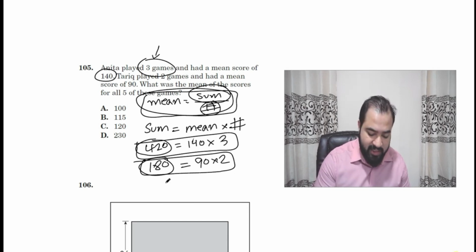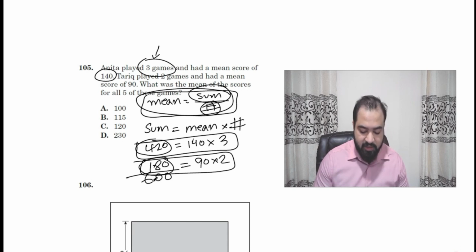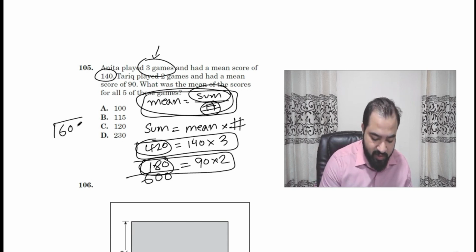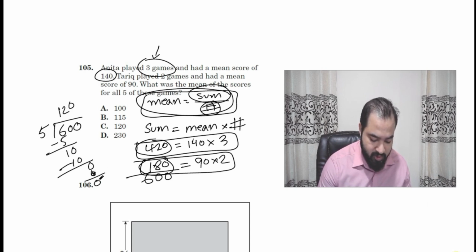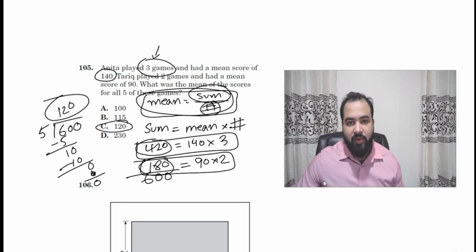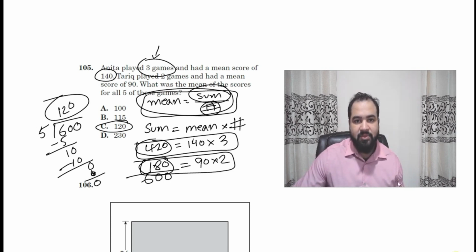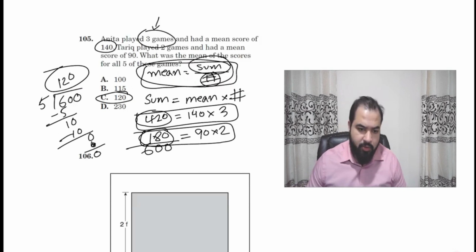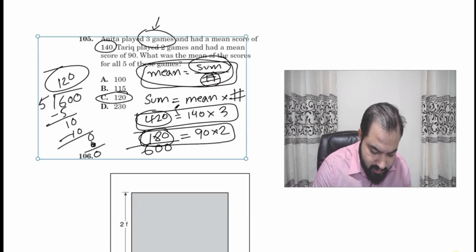So now let's add them, we find the total sum. So that's 600. So we divide 600 by what, guys? 5 to get the mean. So that's 120. So remember that the sum is equal to mean times the numbers. Okay, the next question, before that, let's remove this.